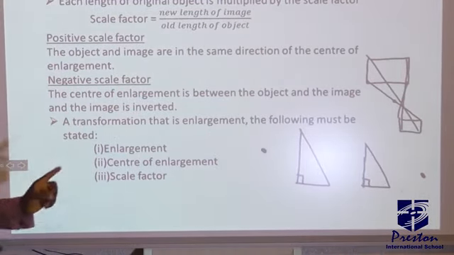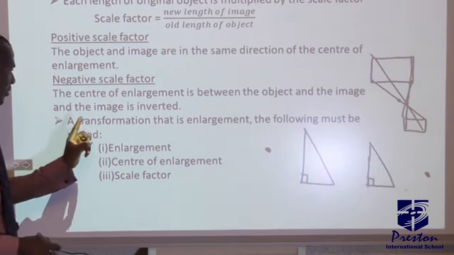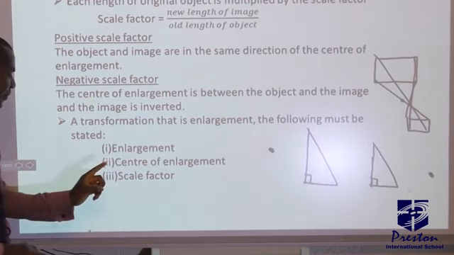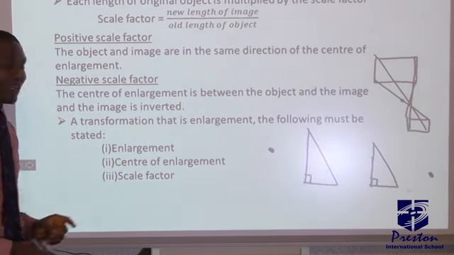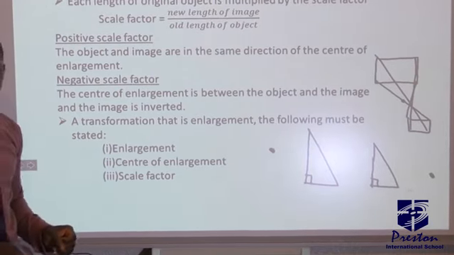So under transformation, there are three things that you must know about. If the transformation is enlargement, you tell us that it is enlargement. Then you also tell us the center of enlargement, which is a coordinate, and also the scale factor, be it positive or negative.